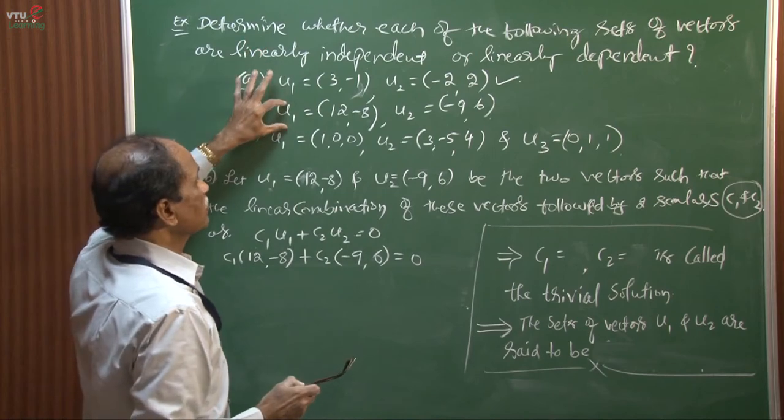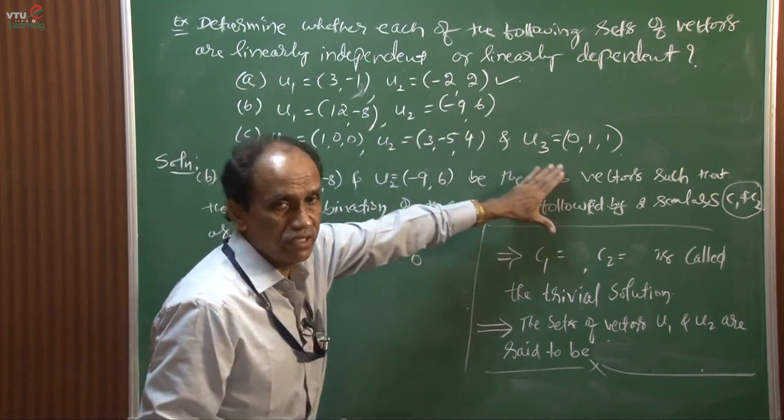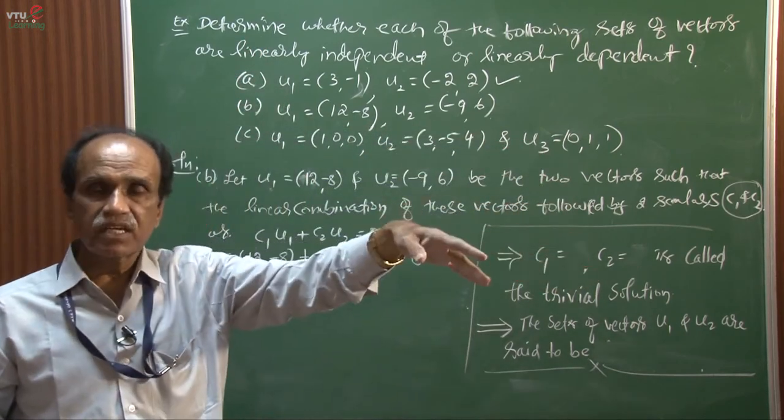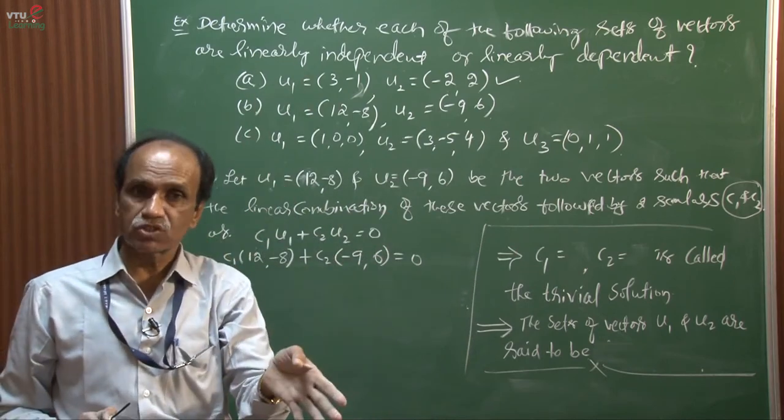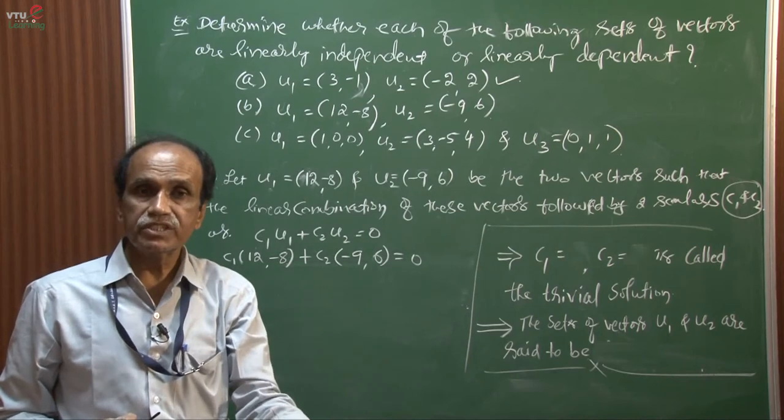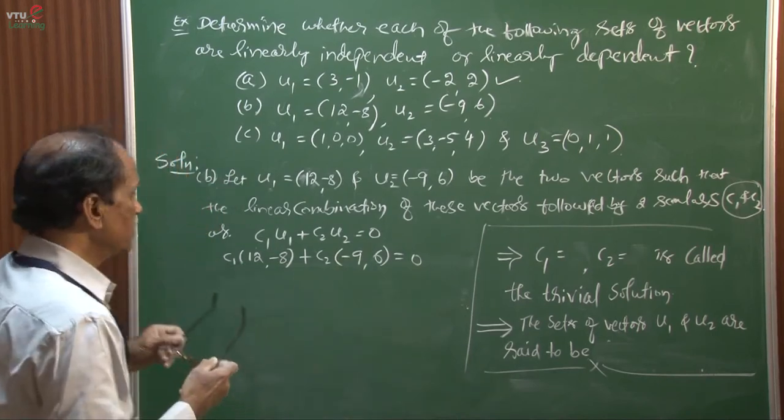First one 2 vectors, second one 2 vectors, but in the third one 3 vectors are given. There you require 3 scalars to be operated and 3 equations you have to solve. What are the values of C1, C2 and then C3? That will be in the next question.